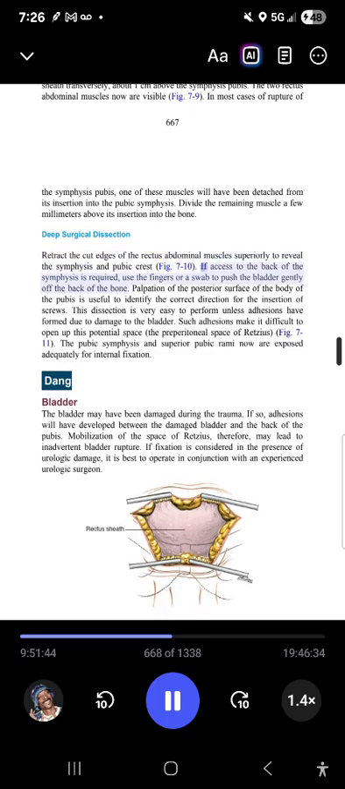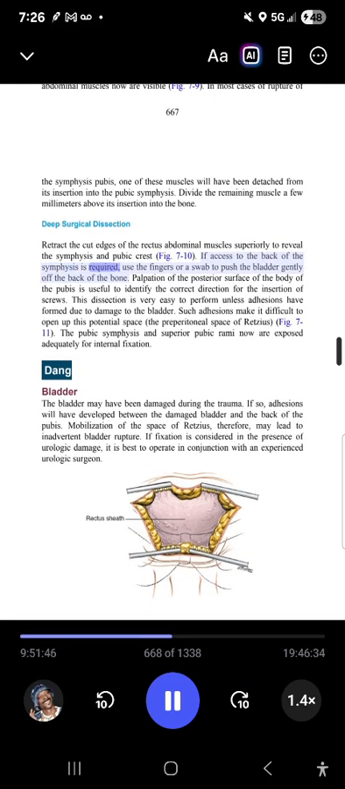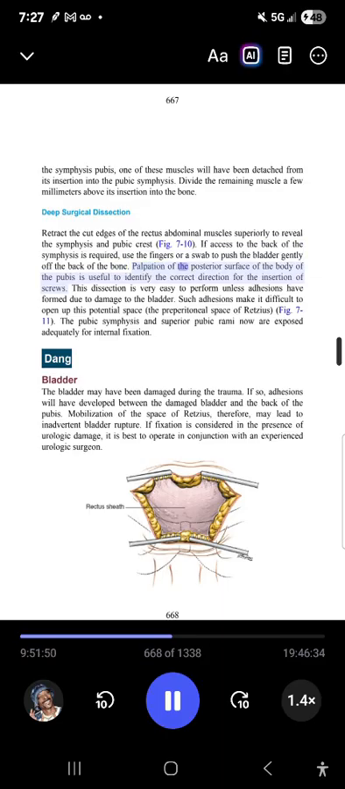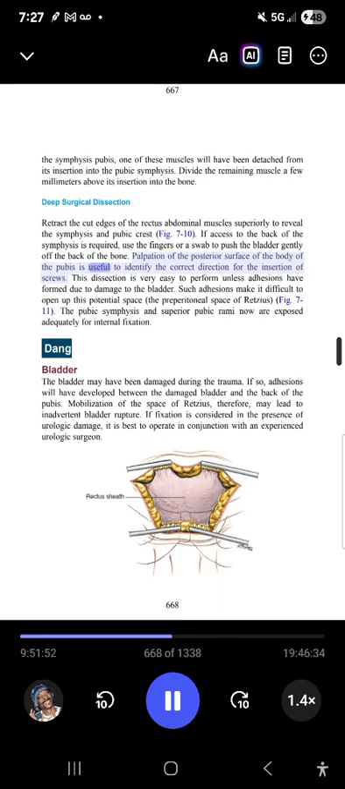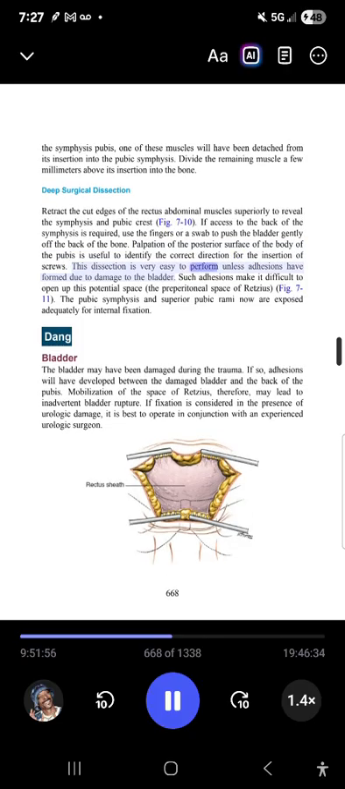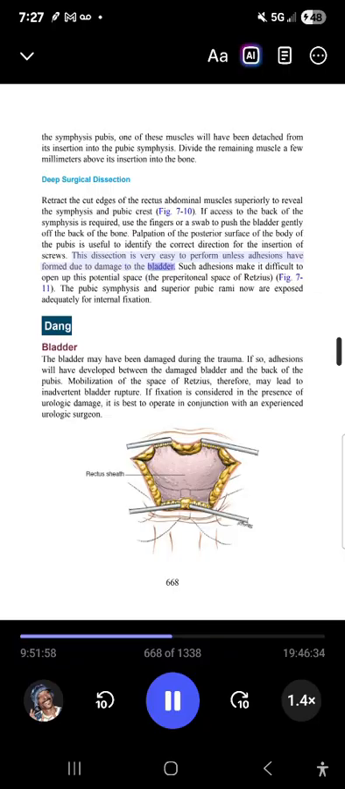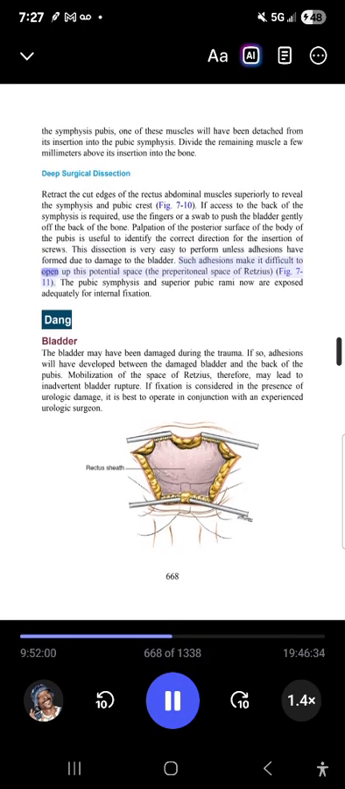Figure 7-10. If access to the back of the symphysis is required, use the fingers or a swab to push the bladder gently off the back of the bone. Palpation of the posterior surface of the body of the pubis is useful to identify the correct direction for the insertion of screws. This dissection is very easy to perform unless adhesions have formed due to damage to the bladder. Such adhesions make it difficult to open up this potential space.